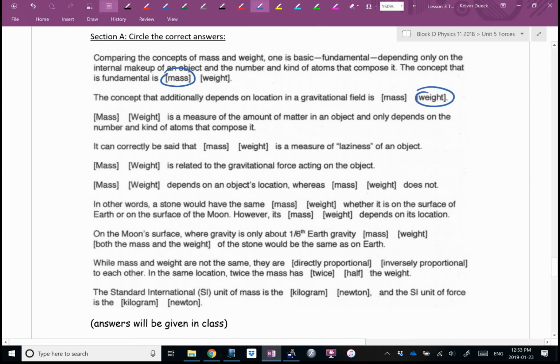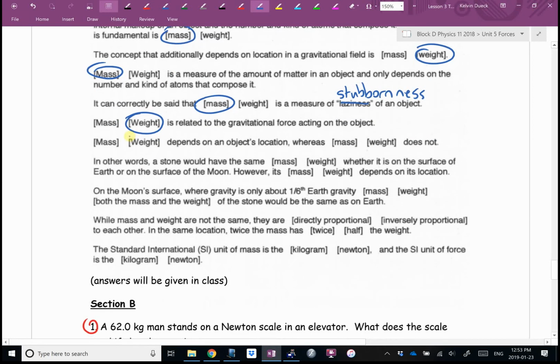What is the measure of the amount of matter in an object and only depends on the number and kind of atoms that compose it? That's mass. Mass is a measure of the laziness, although I think I used the word stubbornness, inertia. The more mass you have, the harder it is to change your acceleration, the bigger force we need to apply. That's really F equals ma. Which one is related to the gravitational force? Which one depends on an object's location? Mass does not.